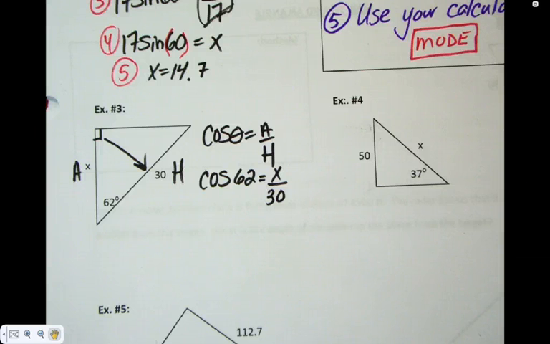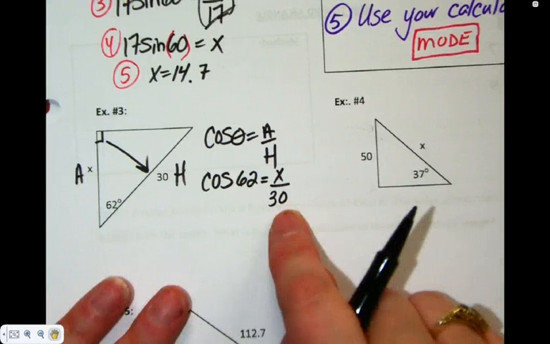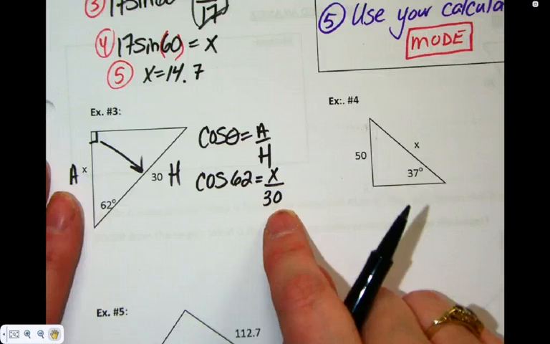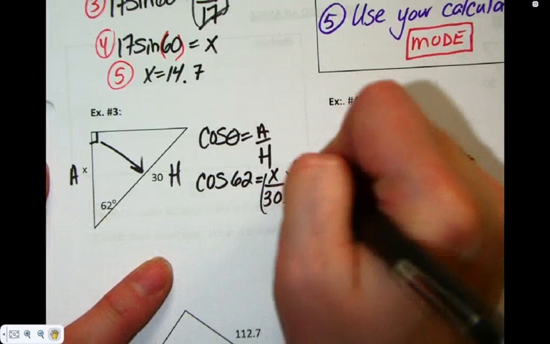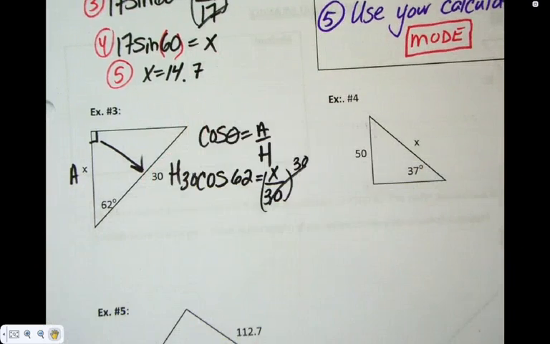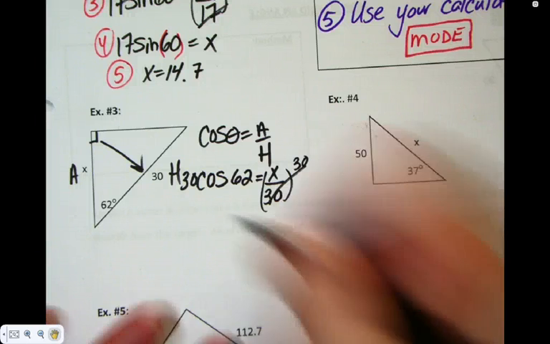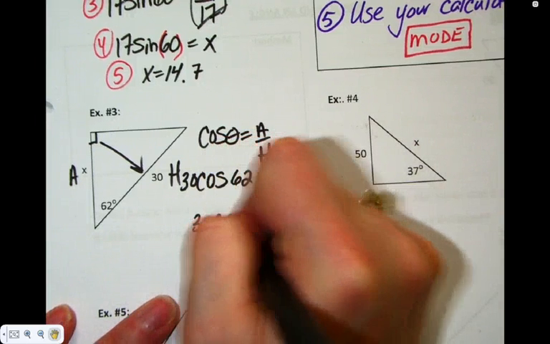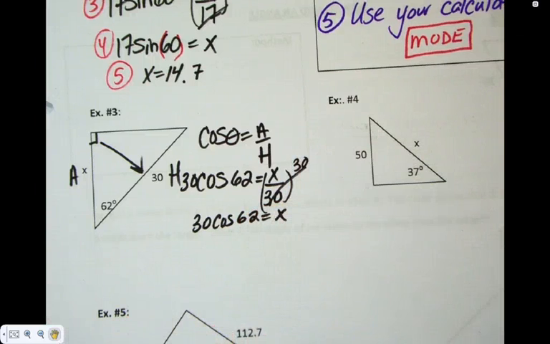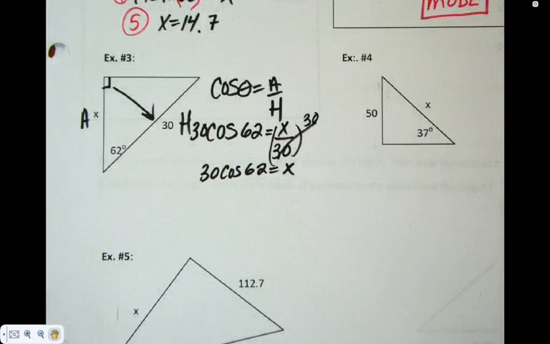Step number 4 is just to isolate the variable in the equation. What's the opposite of dividing something by 30? Multiplying by 30. And I'm just going to stick it in front just like we did in the last example. So I get 30 cos 62 equals x. The very last step.